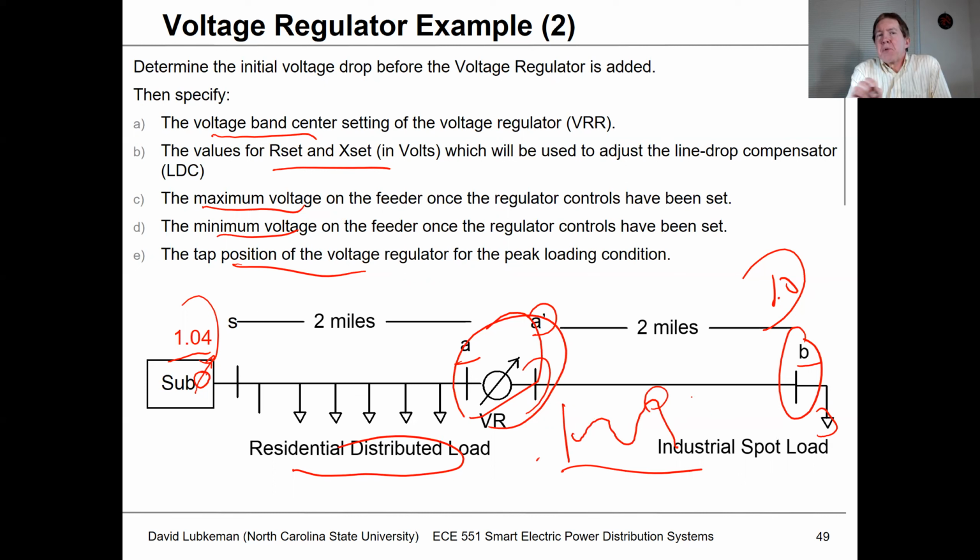But typically, if we're below that peak value, we're generally going to be within range. But anyway, keep in mind, even though we're doing the calculations for the peak, what this line drop compensation allows us to do is basically to make sure we have that voltage regulated right at that customer. That's the beauty of having the line drop compensation.